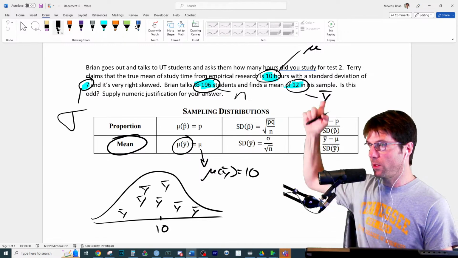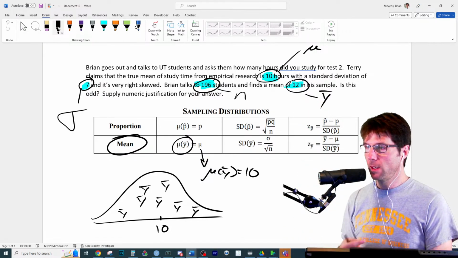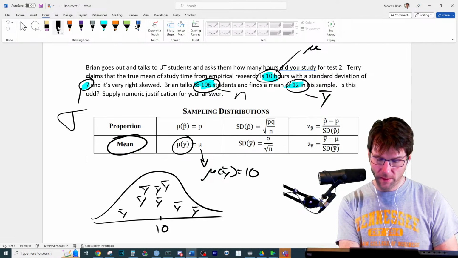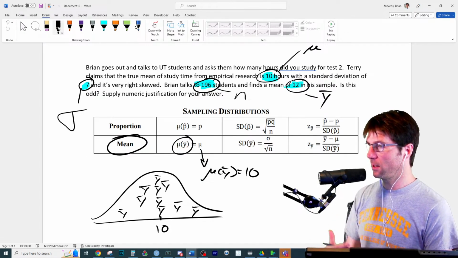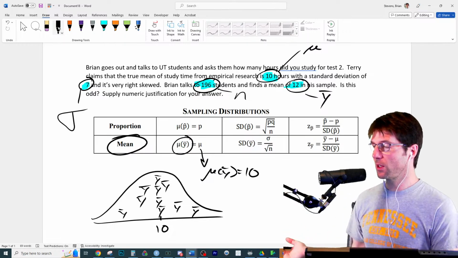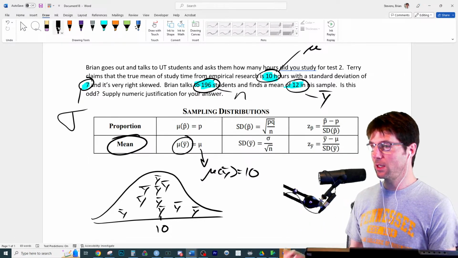We already know what mu is. Mu is 10. It's marked up there. Good to go. Now we need to find, because we won't always see 10. We won't be right here every time. We need a what for this distribution because we won't always land at 10, 10, 10, 10, 10. It'd be weird if every time we talk to students, on average, they study 10 hours. We won't always see 10.